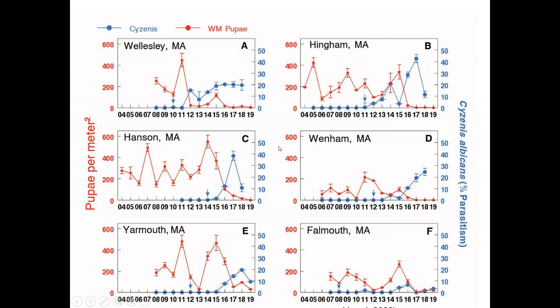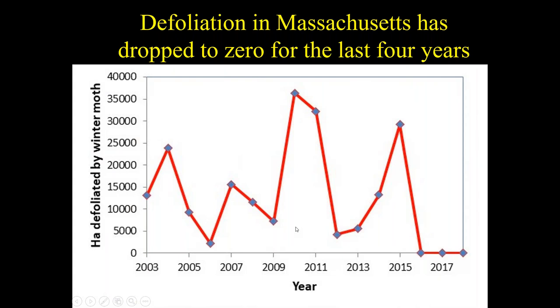Yarmouth and Falmouth are down in Cape Cod. So this is the defoliation in Massachusetts. The Massachusetts Department of Conservation and Recreation does an overflight of Massachusetts mapping defoliation. I showed those maps earlier. These are hectares defoliated. A hectare is 2.4 acres. So we had 35,000, that's over 80,000, 90,000 acres defoliated in this year.